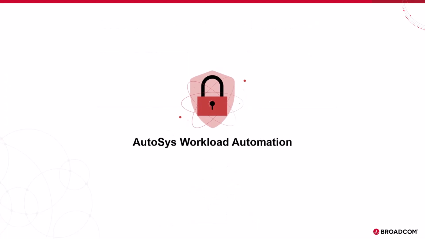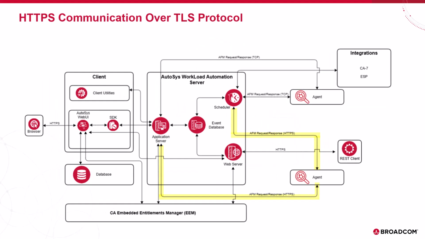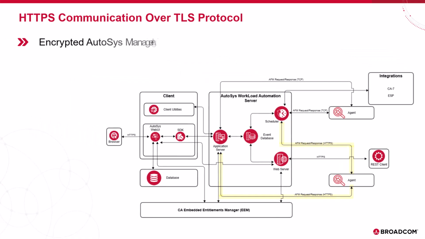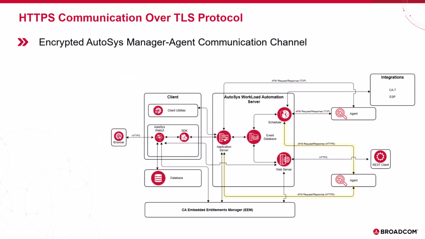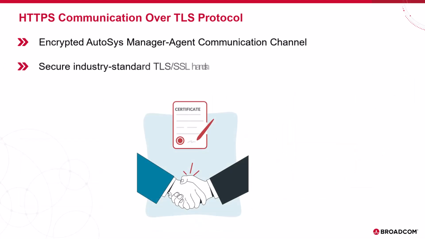AutoSys Workload Automation introduces native, robust, and flexible secure communication between the AutoSys scheduler or application server and the Workload Automation agents, addressing the critical needs of modern enterprises. The new HTTPS communication over TLS protocol supports encrypted AutoSys Manager agent communication to protect job definitions, commands, logs, and output files in transit. Secure TLS SSL handshake uses industry-standard TLS handshakes to automatically negotiate the highest level of security.